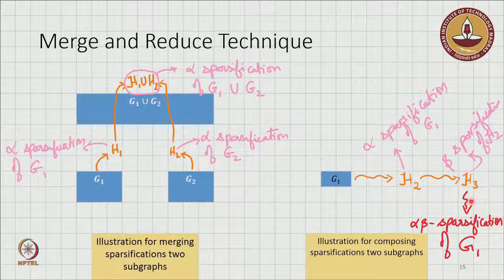Now what we can say is that H3, which is a beta sparsification of H2, is actually an alpha beta sparsification of G1. So we lost a little bit of approximation in this transformation from G1 to H2, that is the alpha sparsification. Then we lost another beta factor when we got to H3. So H3 ends up being an alpha beta sparsification of G1. So this illustrates how we can compose a sequence of sparsifications to get the sparsification of the original graph. So these are two basic properties of sparsifications that we are going to take advantage of.